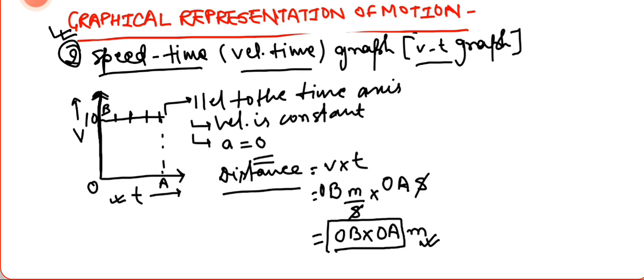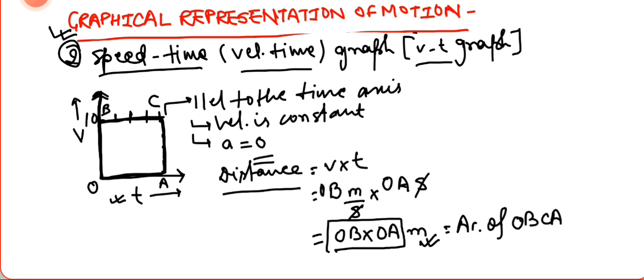And here students, one more thing that we have got is that the shape is rectangular. Let us consider this point is C. OBCA is a rectangle. So we can see that OB multiplied by OA, that is the length multiplied by breadth, is equal to the area of rectangle OBCA.